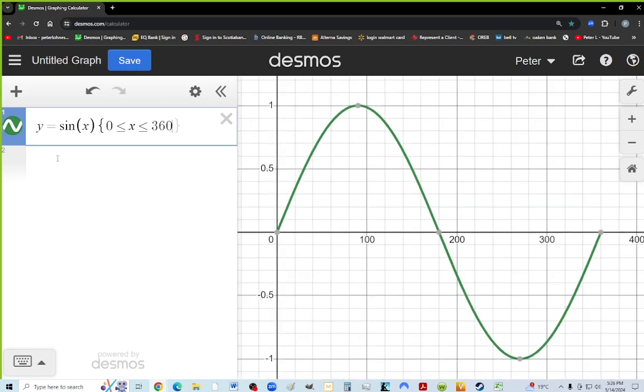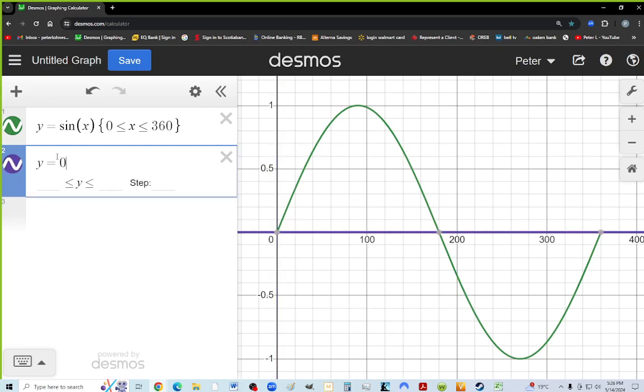If the x-axis is the ground, what is wrong with my Ferris wheel? If the purple line is the ground, what is wrong with my Ferris wheel? It's going under the ground. Yeah, it's going under the ground.